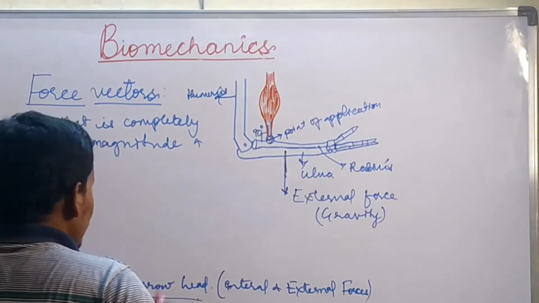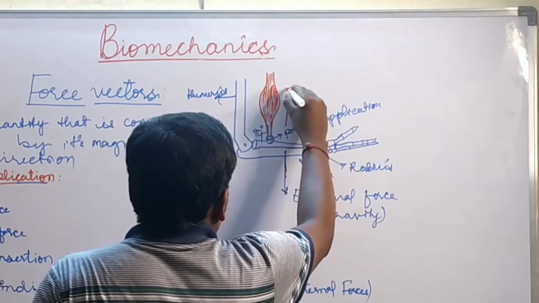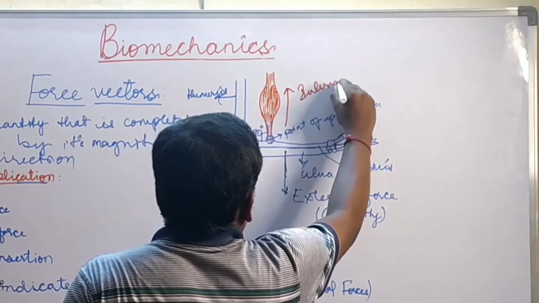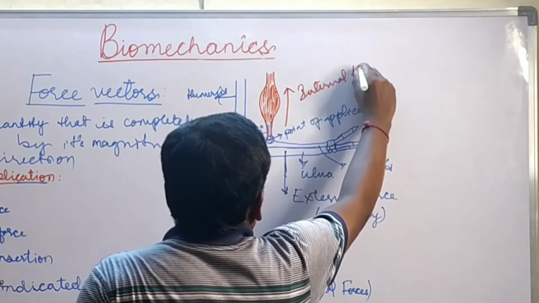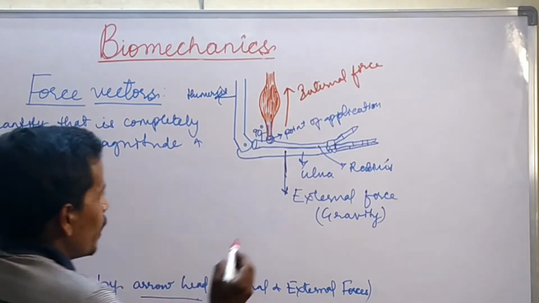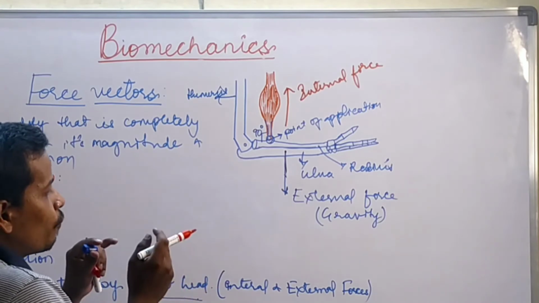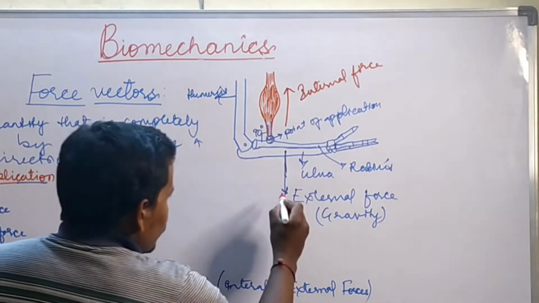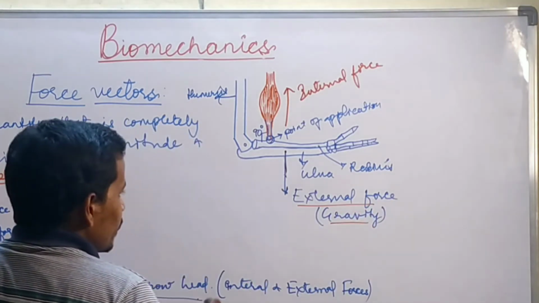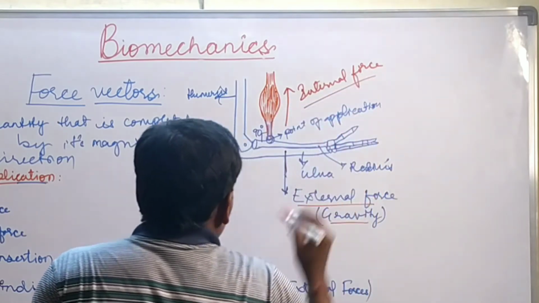Whereas if you take this muscle force, for example the biceps brachii, it is acting in this direction, and it is considered an internal force. This direction is indicated by the arrowhead. In whichever direction the arrow points, in that direction the force vector is acting. In this downward direction, an external force such as gravity is acting, and this is the muscle force, which is acting as an internal force.